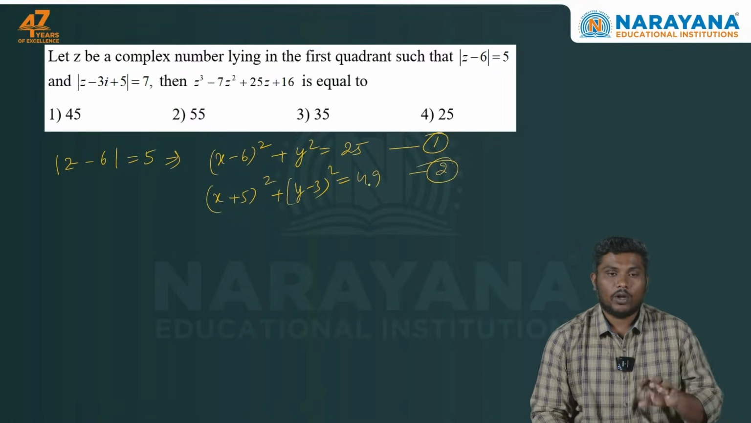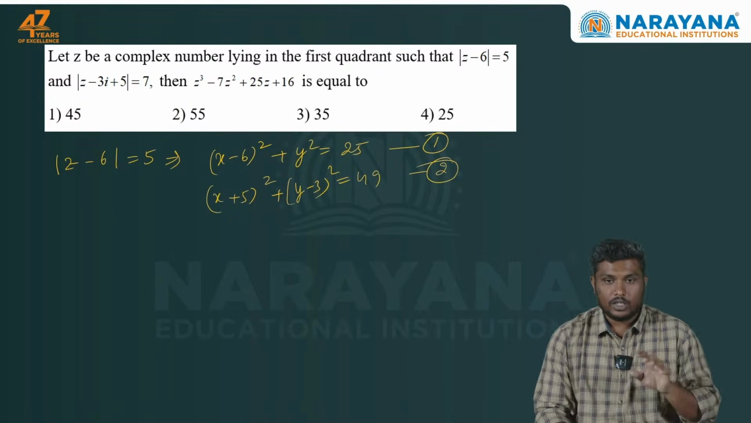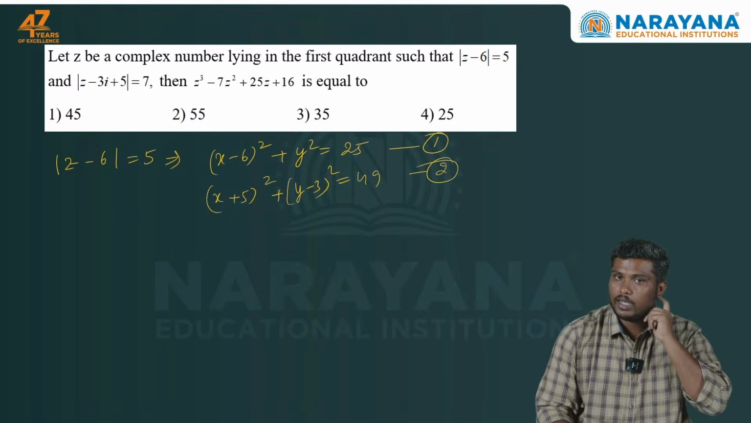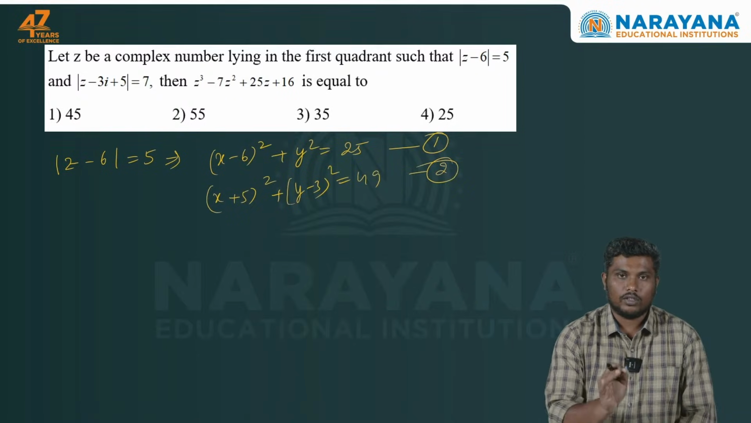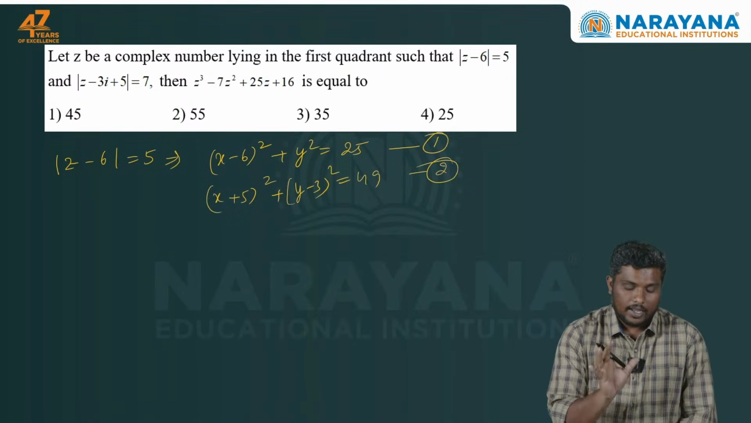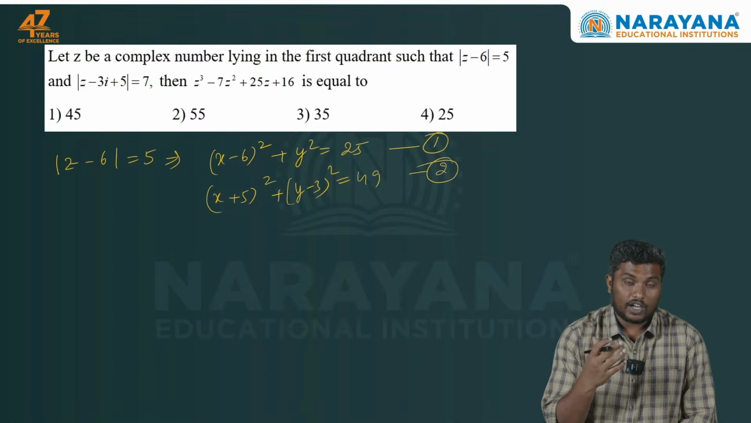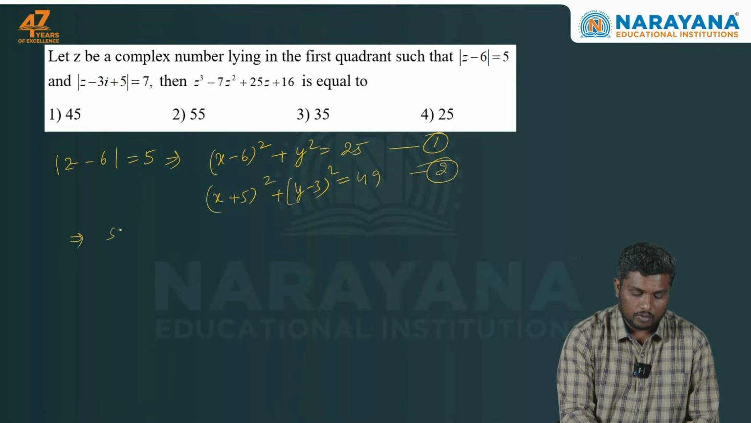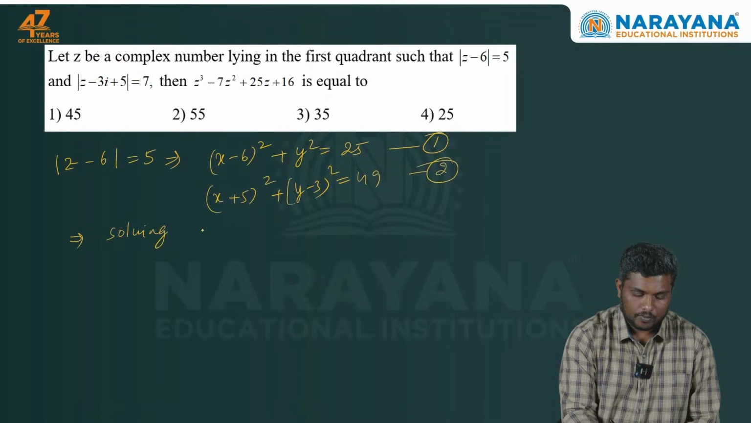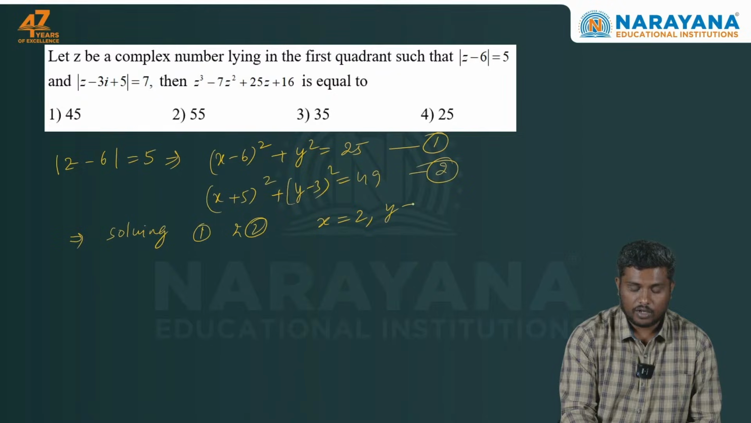Okay, guys, upon solving these two equations, you have to be very careful with the calculation part. As I told, the paper has been difficult as well as lengthy, so you have to focus on the questions which you already know. This question once again does not require too much understanding, you just have to do proper calculations. So by solving 1 and 2, x you're going to get 2, y you're going to get 3. So the complex number z will be equal to 2 plus 3i.